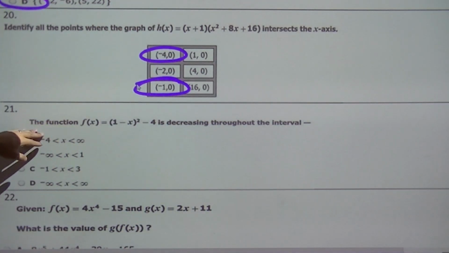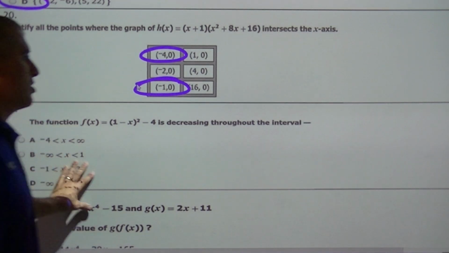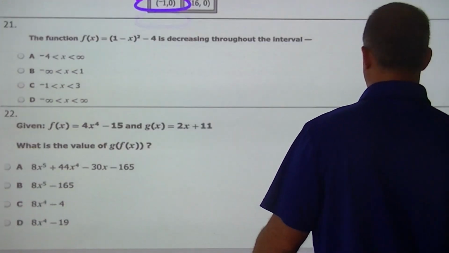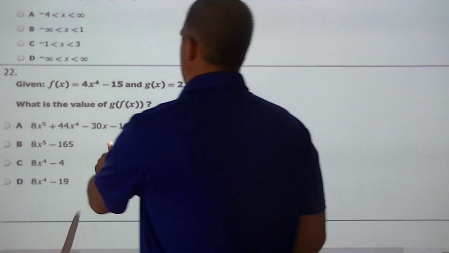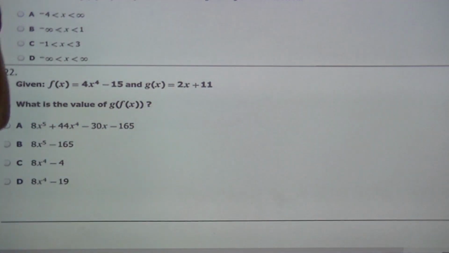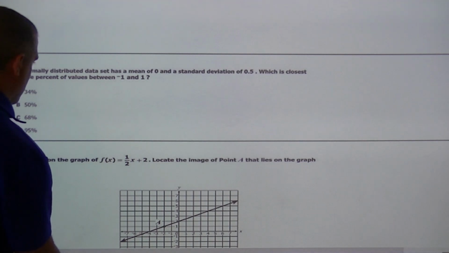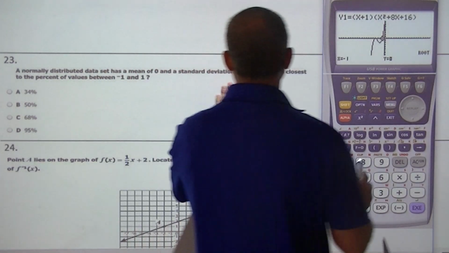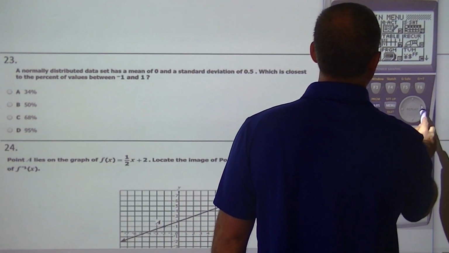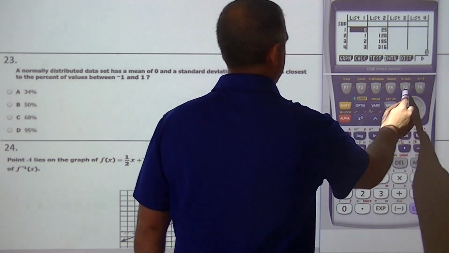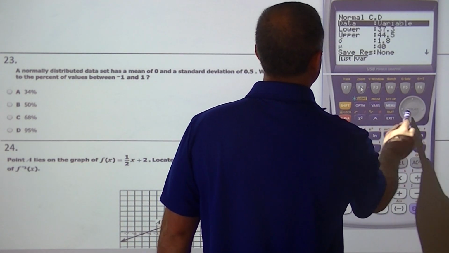Increasing, decreasing is something we can graph, but we'll go over that in the second wave. Same thing with this. This is going to be a function that we're going to work with, but we have to go through that in the second wave. Normally distributed data, we're going to go to menu and stat for that. Dist, norm, NCD.